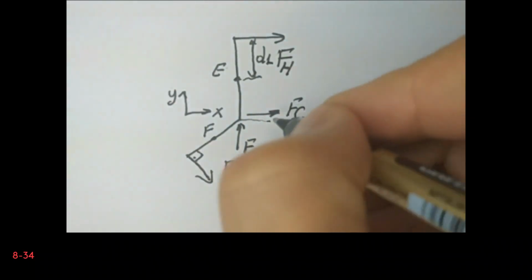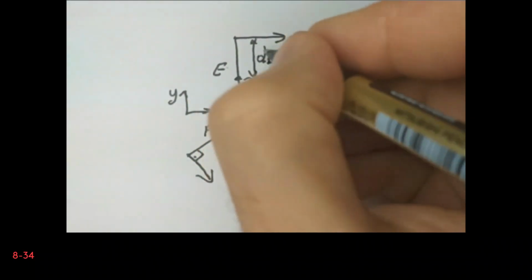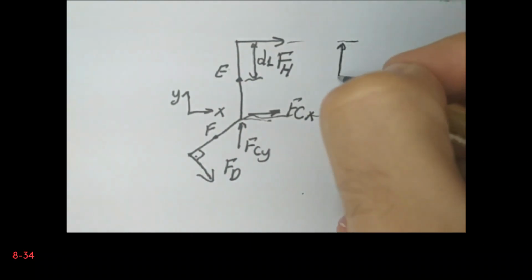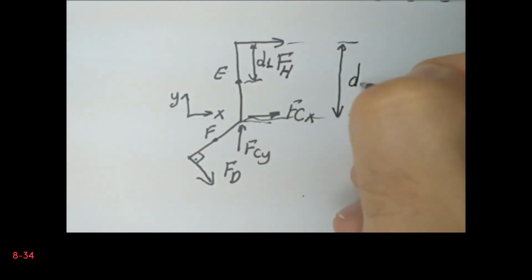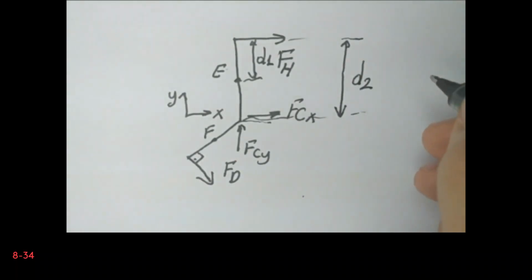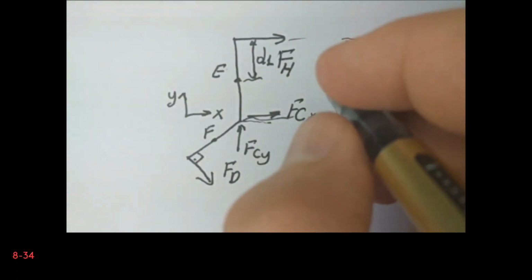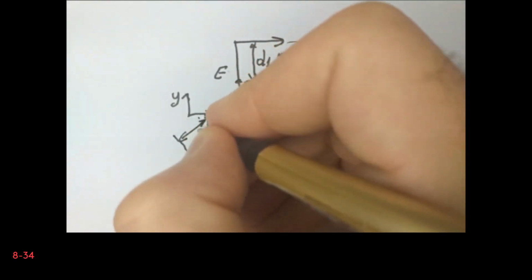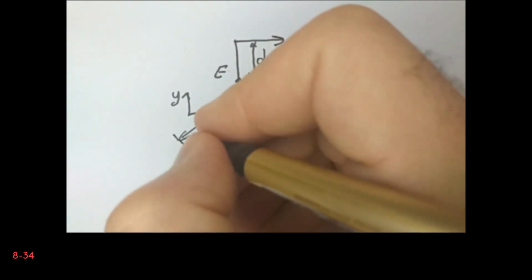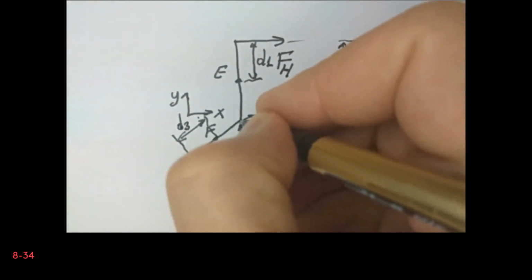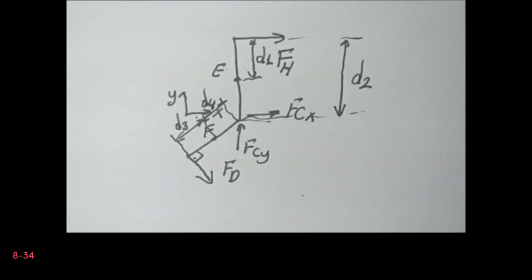So let's say that this is D2, from the applied force to the handle, and then we have this distance, that is D3, and then this is D4. So these are the forces.